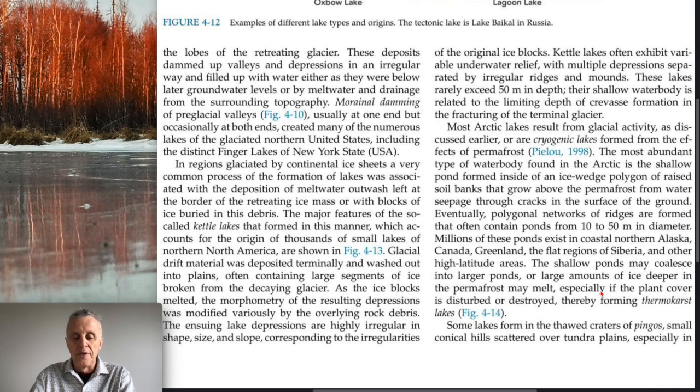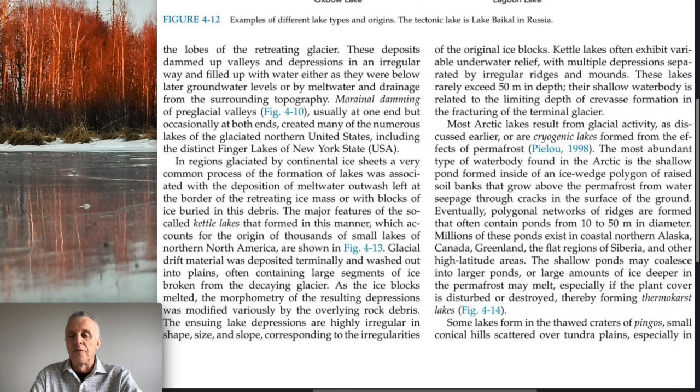Glacial drift material was deposited terminally and washed out into plains, often containing large segments of ice broken from the decaying glacier. As the ice blocks melted, the morphometry of the resulting depressions was modified variously by the overlying rock debris. The ensuing lake depressions are highly irregular in shape, size, and slope, corresponding to the irregularities of the original ice blocks. Kettle lakes often exhibit variable underwater relief with multiple depressions separated by irregular ridges and mounds. These lakes rarely exceed 50 meters in depth. Their shallow water body is related to the limiting depth of crevasse formation in the fracturing of the terminal glacier.